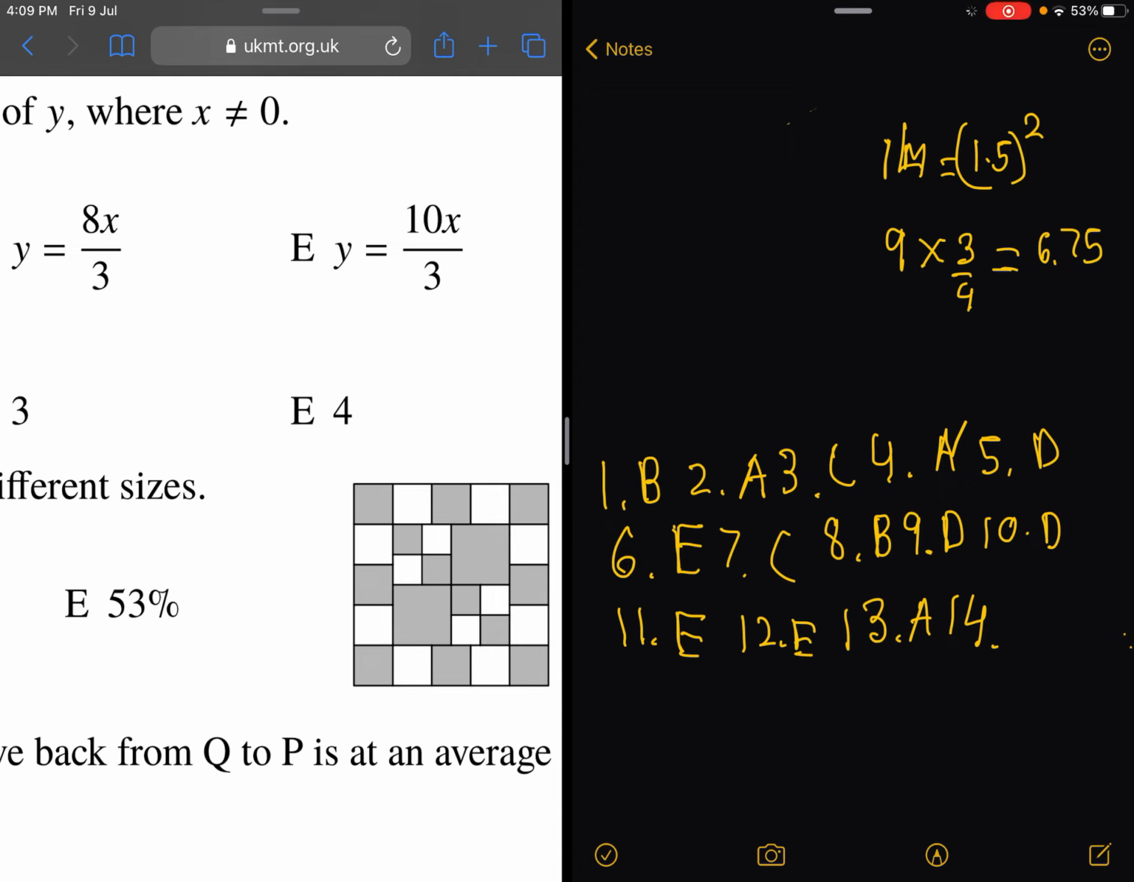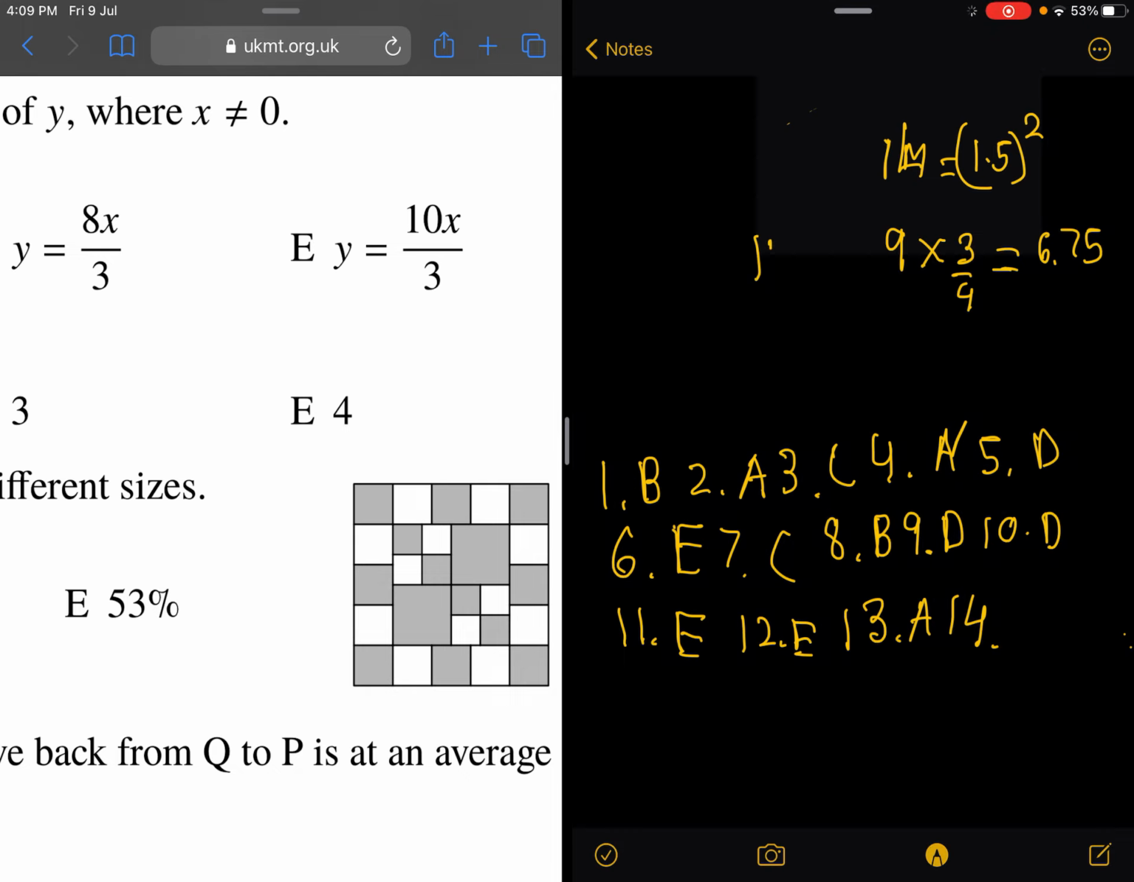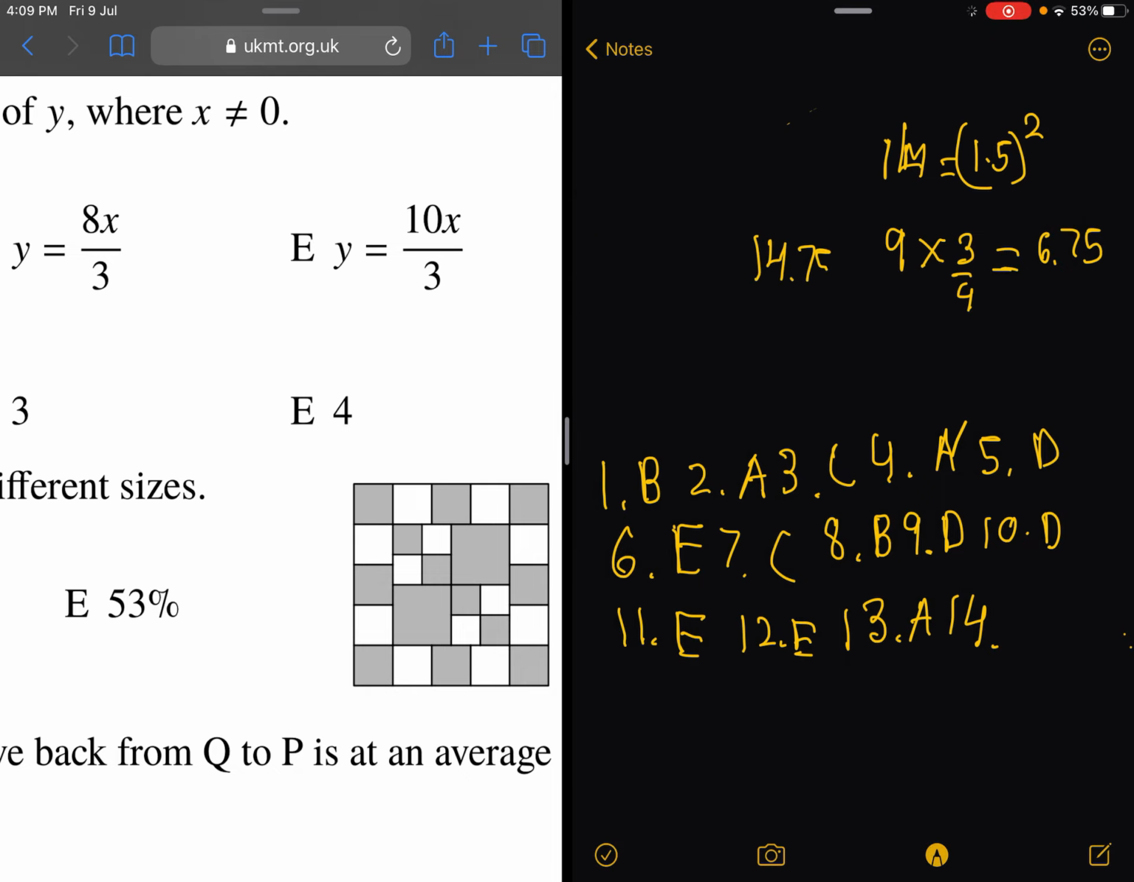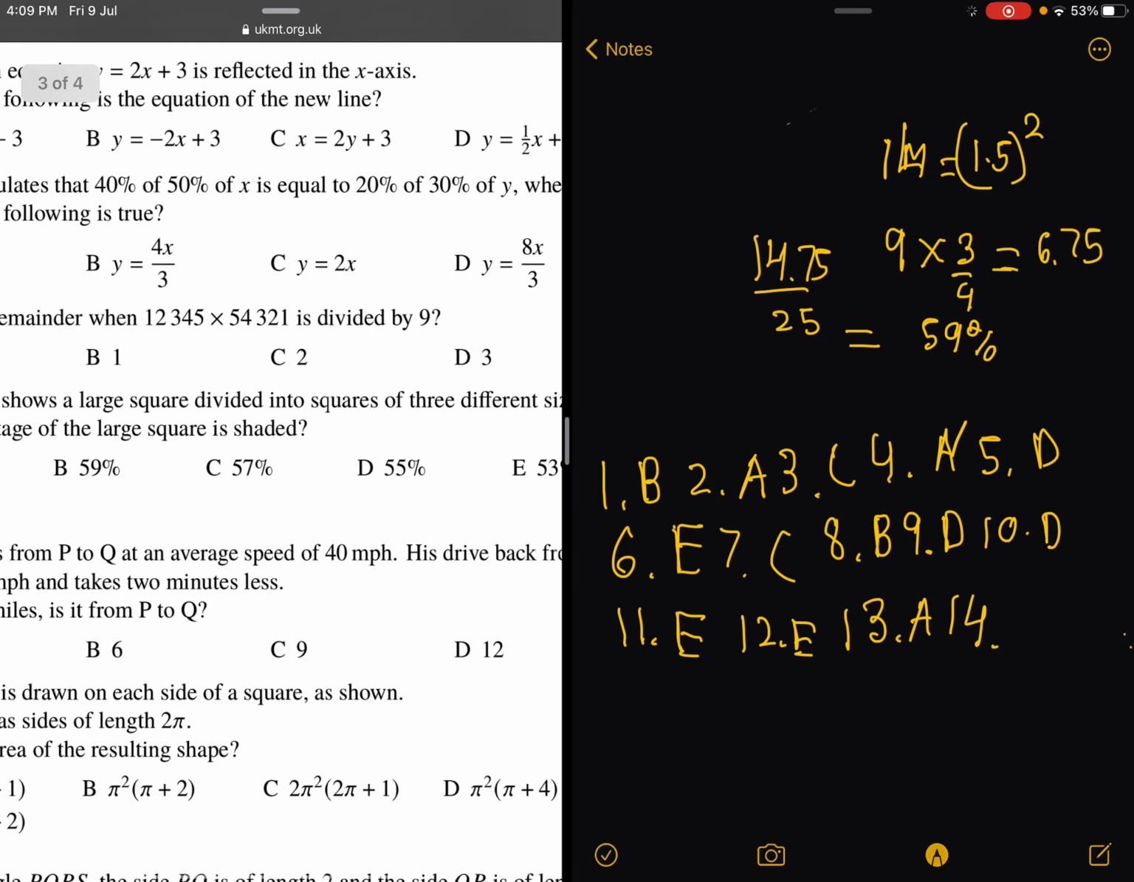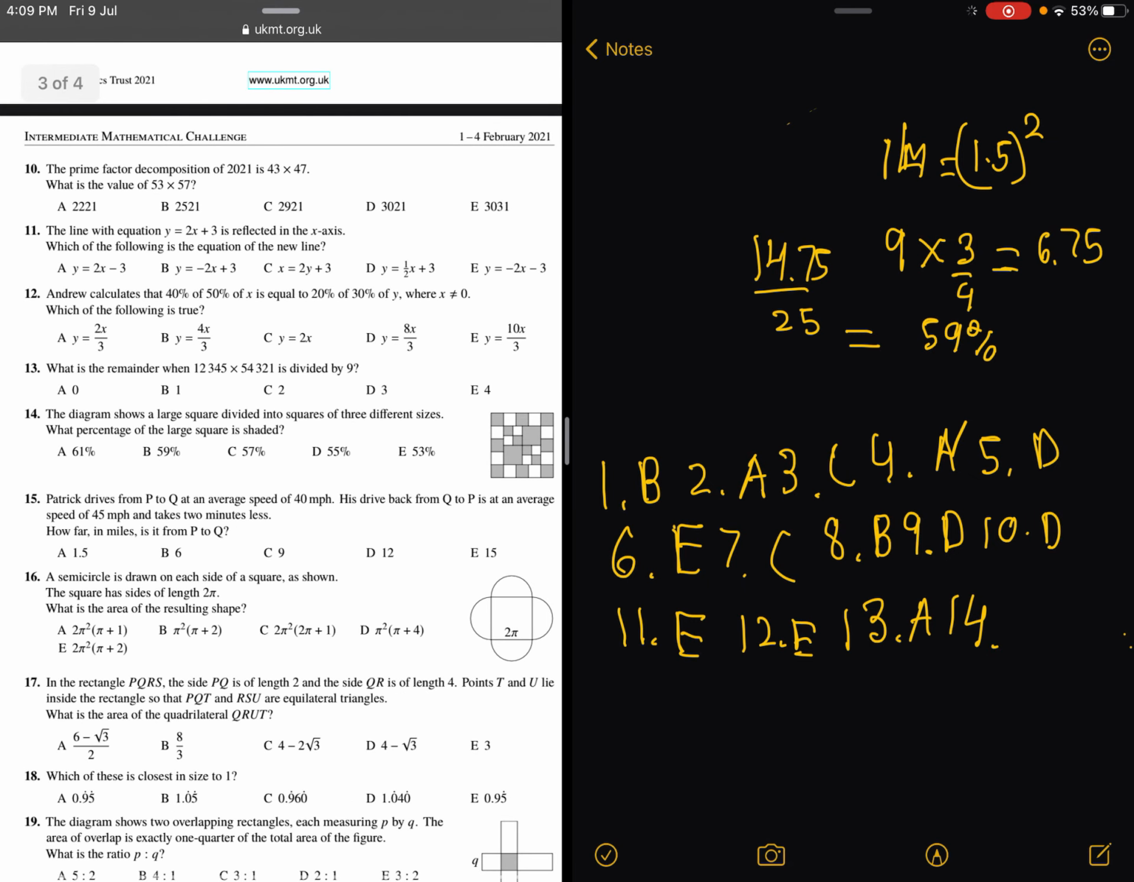And we can also see the medium-sized squares on the outside: there are 16 squares on the outside. And of those, 8 are shaded. So in total, we will have 14.75 over 25 squares. So we will have 59%, which is our final answer. So the answer to question number 14 is B.